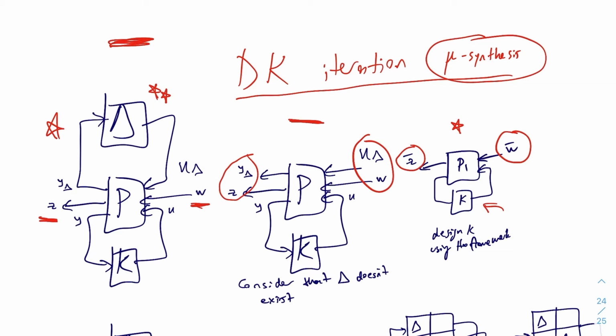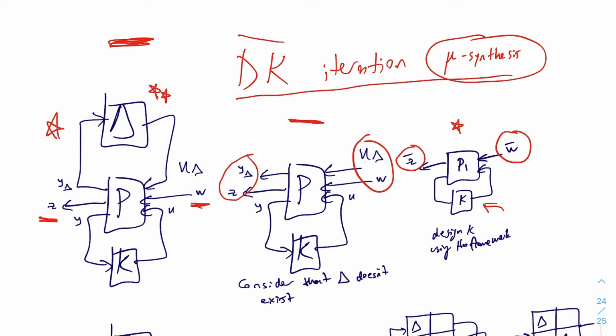And the first step here at this stage is just design a K using the H infinity framework. Okay, let's continue. So we didn't know K, and now we are considering that we have designed a K, and now we know what K is. It's again a transfer function matrix, right?